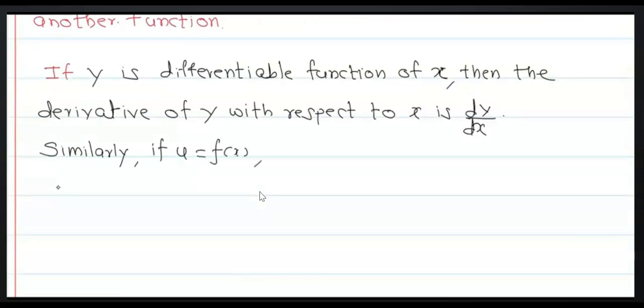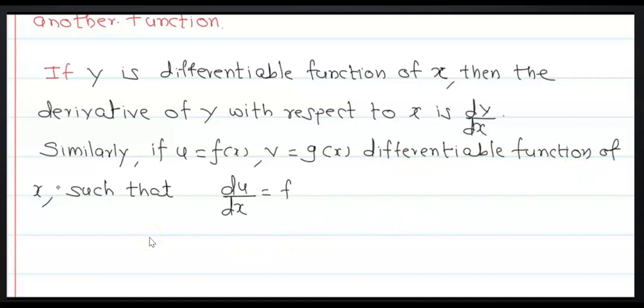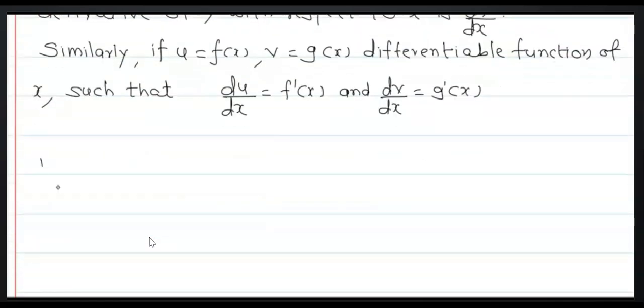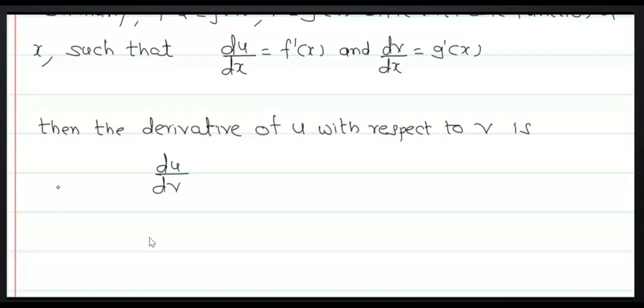Similarly, if u is equals to f of x, v is equals to g of x, differentiable functions of x such that du by dx is equals to f dash of x and dv by dx is equals to g dash of x, then the derivative of u with respect to v is du by dv, that is du by dx whole divided by dv by dx, and that is equals to f dash of x upon g dash of x.